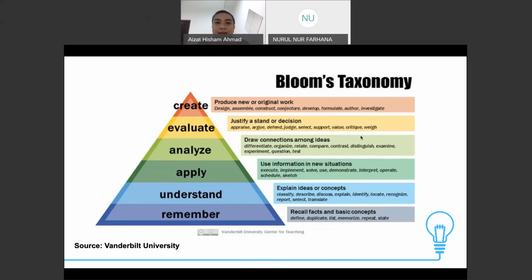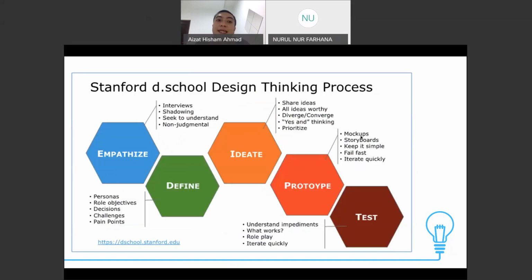Remember, in the beginning I mentioned the Stanford Design School, which is the pioneering institution that started this design thinking process. So again, this is just to recap the 5 phases.